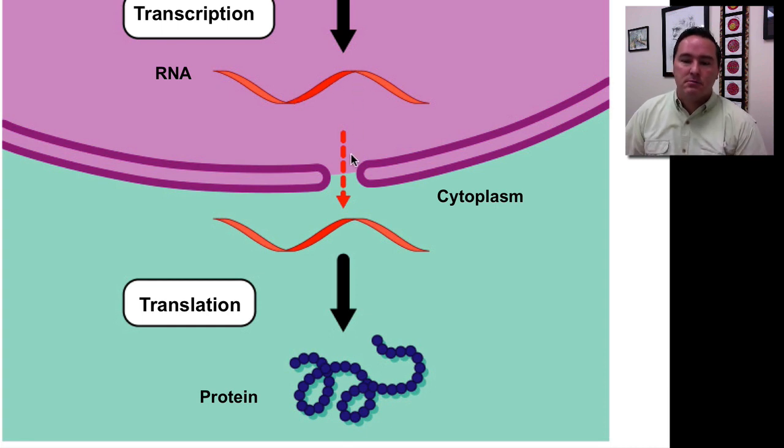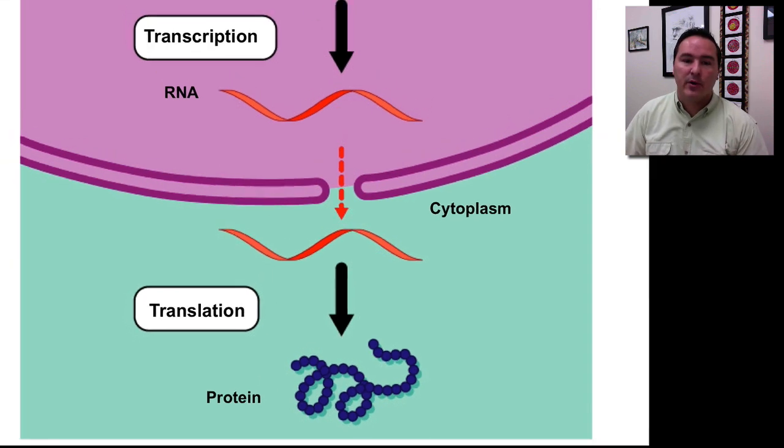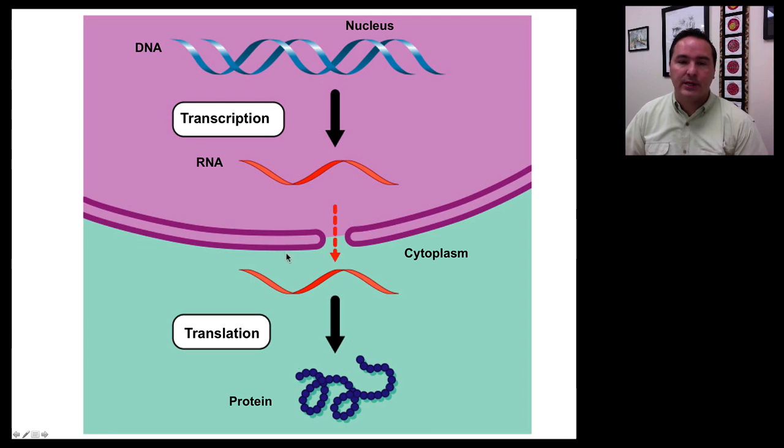This RNA molecule can leave the nucleus through the pore and come outside into the cytoplasm where it can undergo the process of translation and then eventually become a protein. So here's where we're going from DNA to RNA to protein through two processes, transcription and translation. We're going to look at both of those in detail.